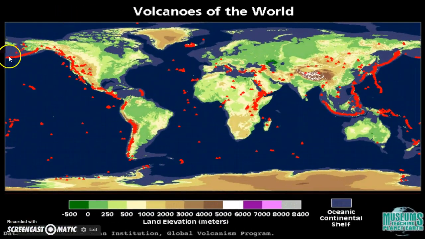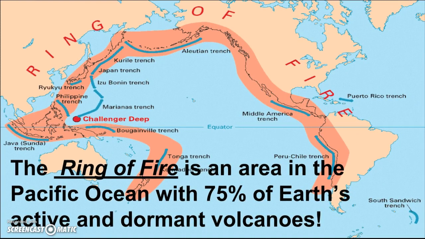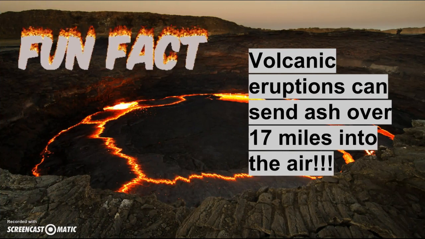Here is a schematic where you can see all the volcanoes of the world, focused in various places along the plate boundaries. The Ring of Fire is a spot where there are a significant amount of volcanoes in the Pacific Ocean. Over 75% of Earth's active and dormant volcanoes are here in this Ring of Fire. So we can think that might be a reason why it's called the Ring of Fire. Here's a fun fact: volcanic eruptions can send ash over 17 miles into the air.